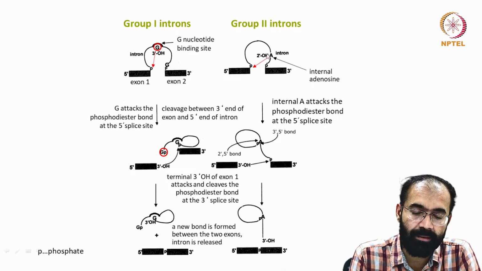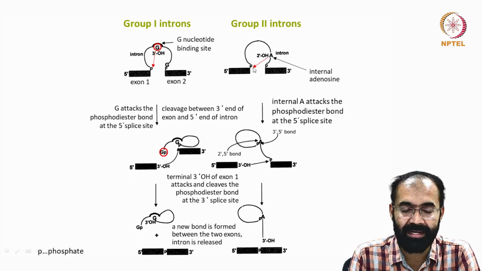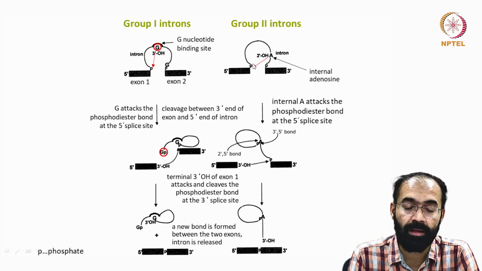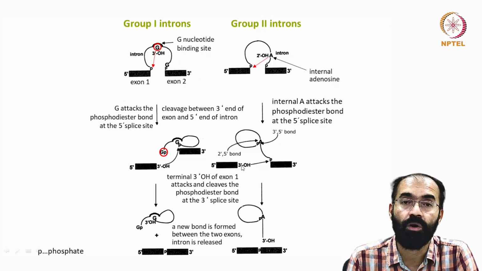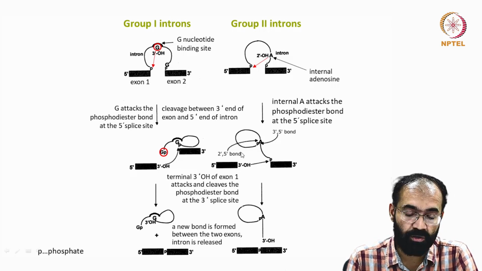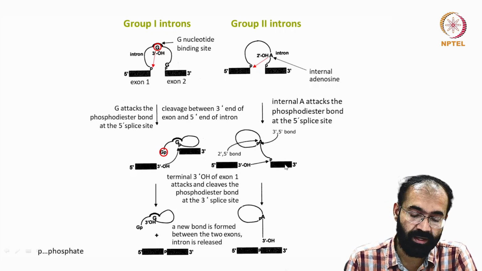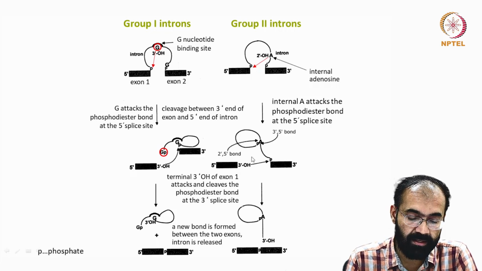So this 2' carbon's hydroxyl group participates in a similar nucleophilic attack onto the 5' end of this intron, releasing the 5' end of the intron from the exon and now freeing the 3' OH of exon 1. And this 3' OH undergoes a second nucleophilic attack onto the 5' end of exon 2, fusing or splicing exon 1 and exon 2, and you end up getting an intron lariat that will be released out.